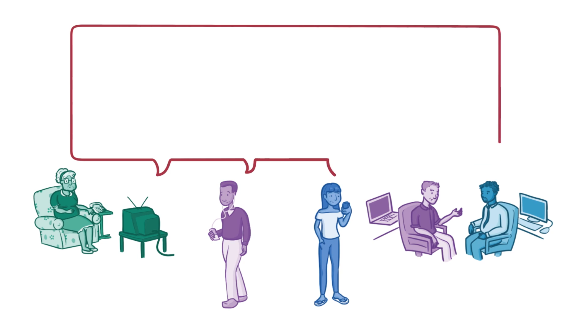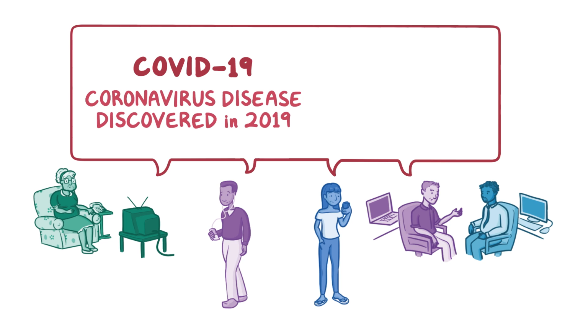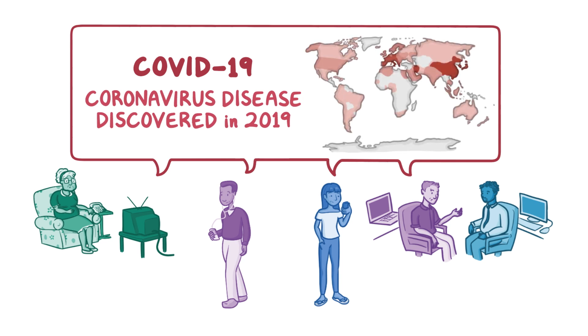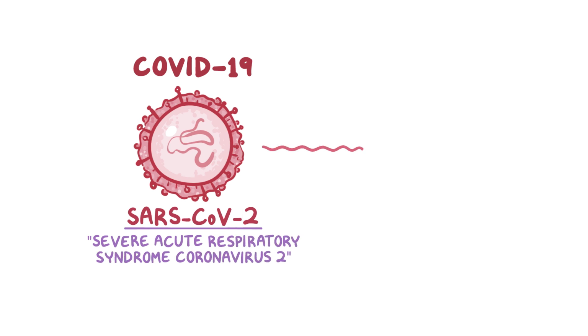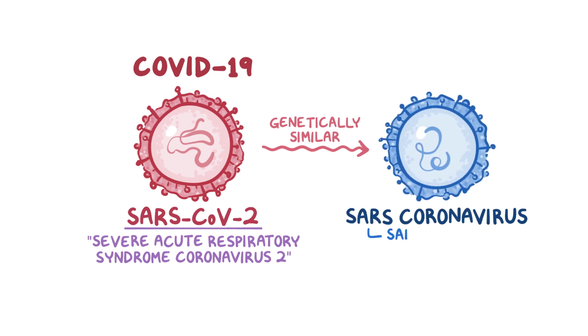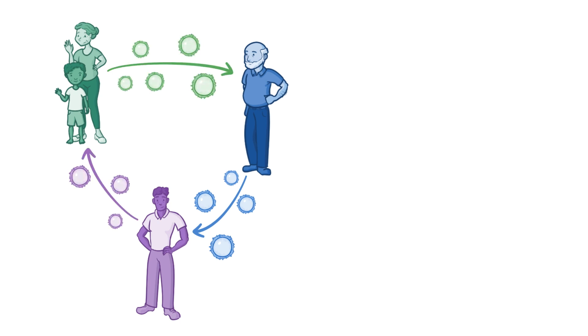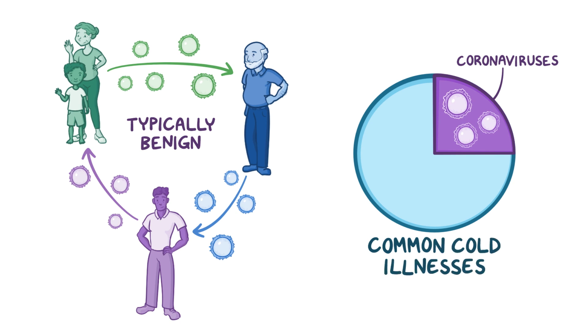By now, you've probably heard of COVID-19, or coronavirus disease discovered in 2019, which is responsible for a global pandemic. COVID-19 is caused by SARS-CoV-2, or Severe Acute Respiratory Syndrome Coronavirus 2, because it's genetically similar to the SARS coronavirus, which was responsible for the SARS outbreak in 2002. Now, coronaviruses that circulate among humans are typically benign, and they cause about a quarter of all common cold illnesses.